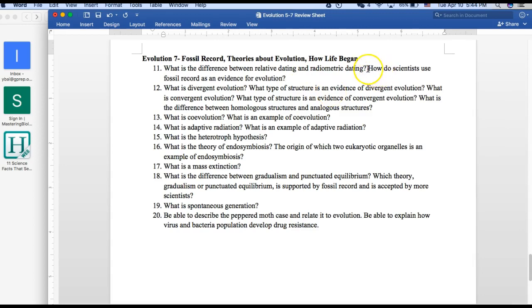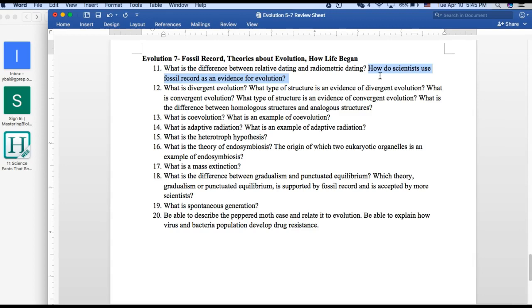How do scientists use the fossil record as evidence for evolution? You can use the fossil record because you can use it to date fossils. That's one example. You can also look at the structures of the fossil to tell relatively which species could be closely related to another species, but only based on the bone structure. You can also use fossils to come up with some ideas on the environment that this species lived in.